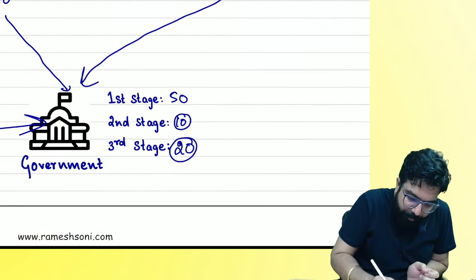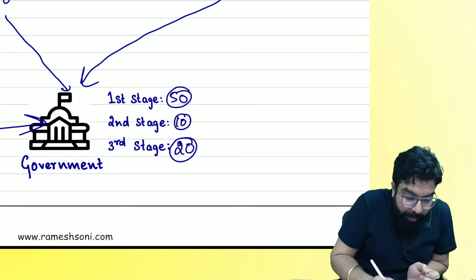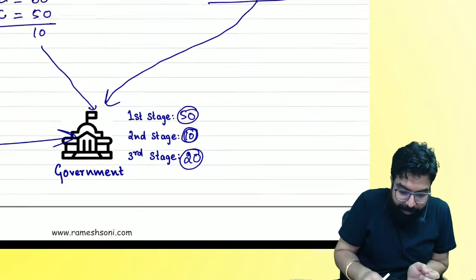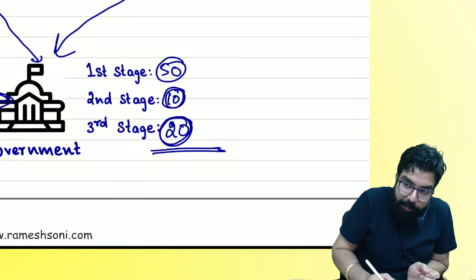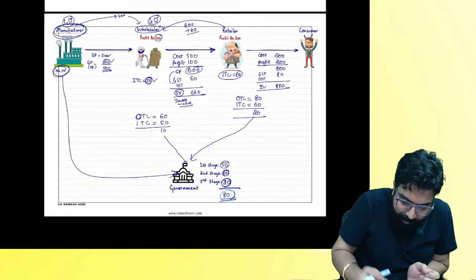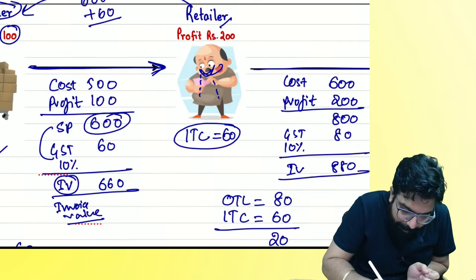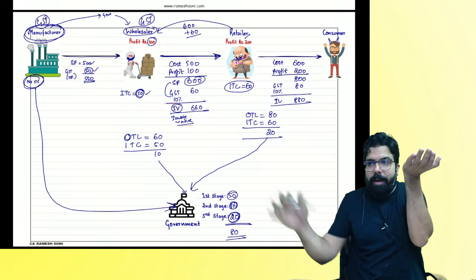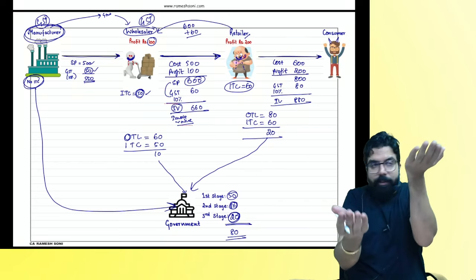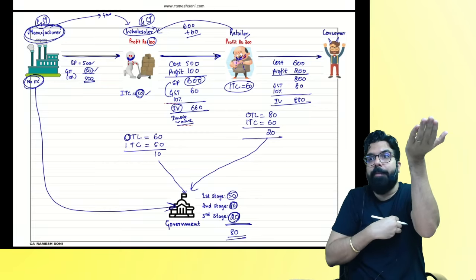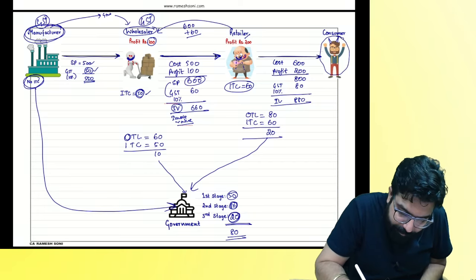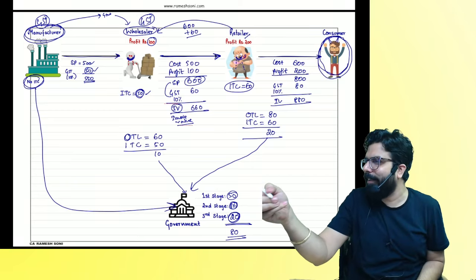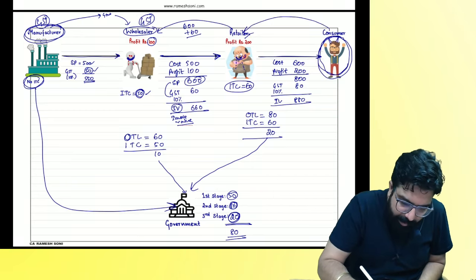The government got 20. First the government got 50. When the value addition became 600, the government got another. When the total value became 800, the government got another. Can you tell me how much the government got ultimately? The government got 80. Is this guy happy now? Why is he happy? He collected his amount and deducted. Whatever I had paid from my own pocket, I took it and kept it, and only the remainder I paid to the government. Do you guys agree? Tell me one thing. How much did the final buyer pay? Do you get credit? How much did you pay? 800 for the goods?